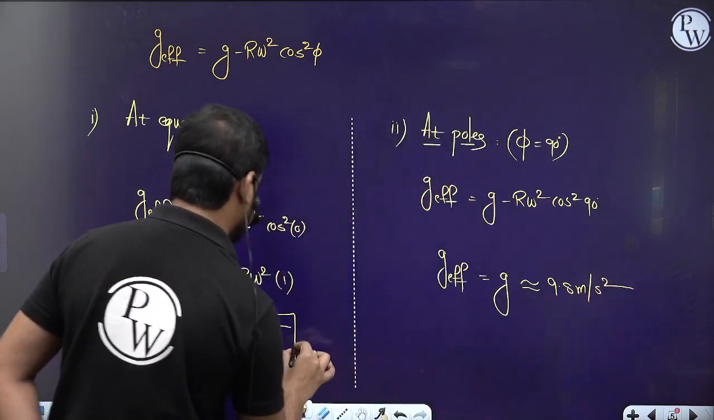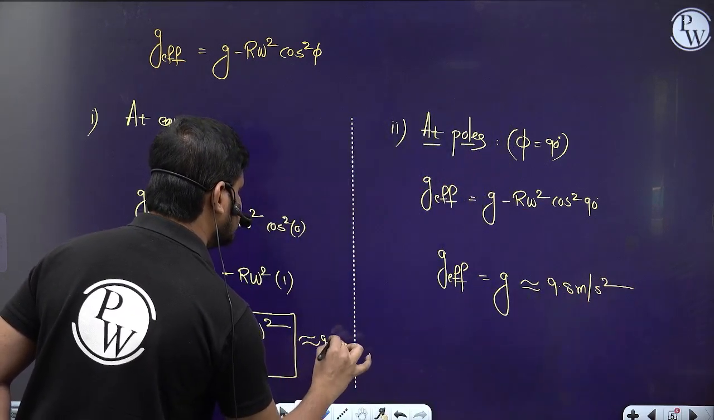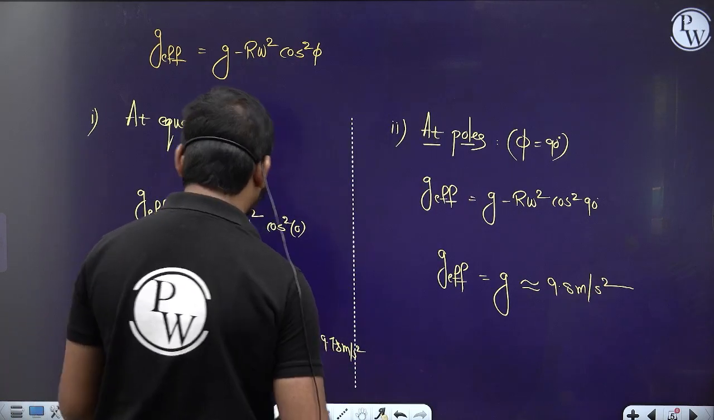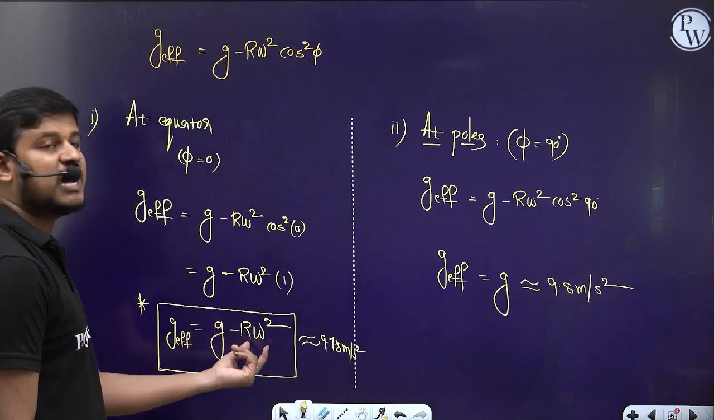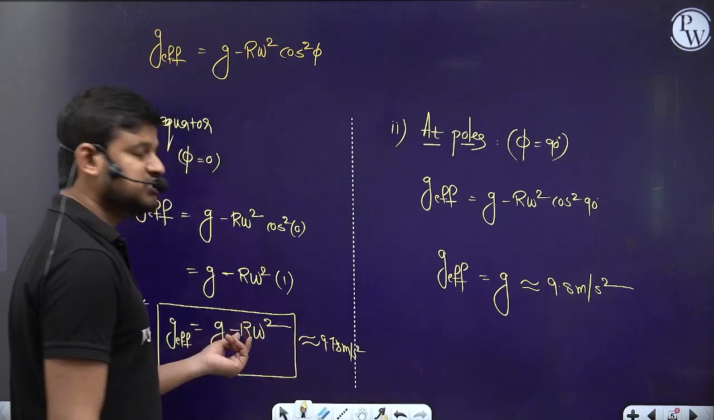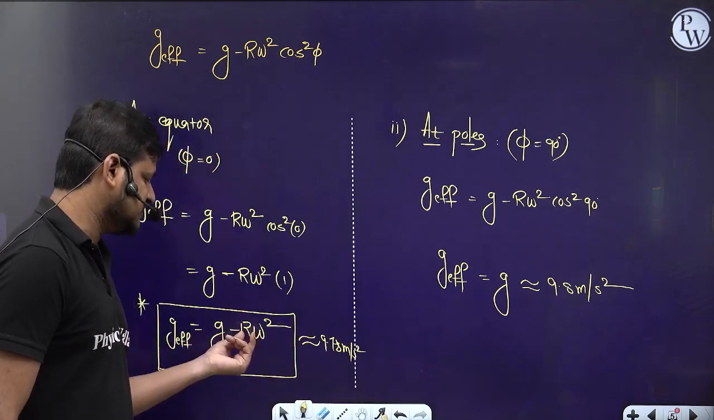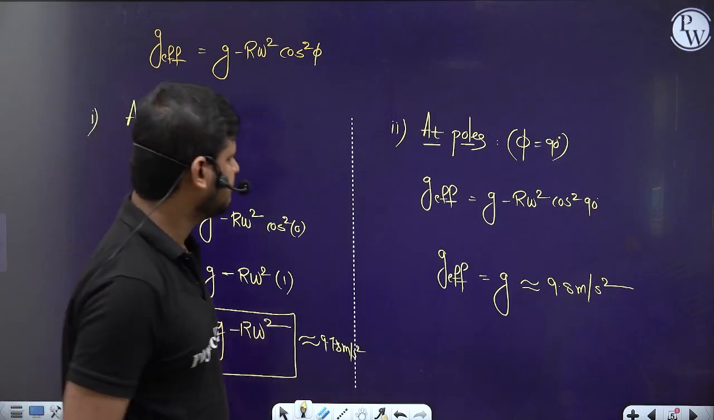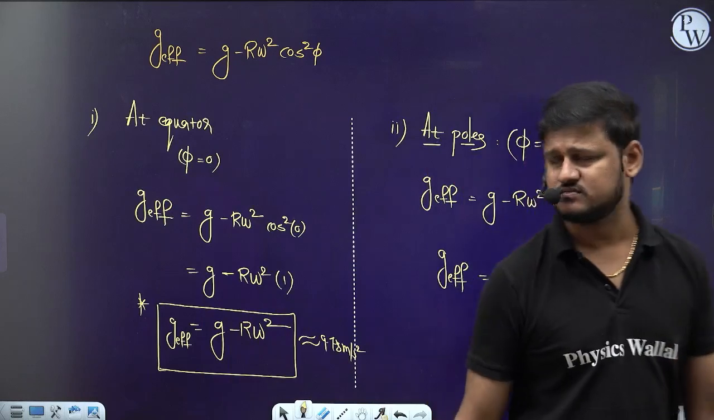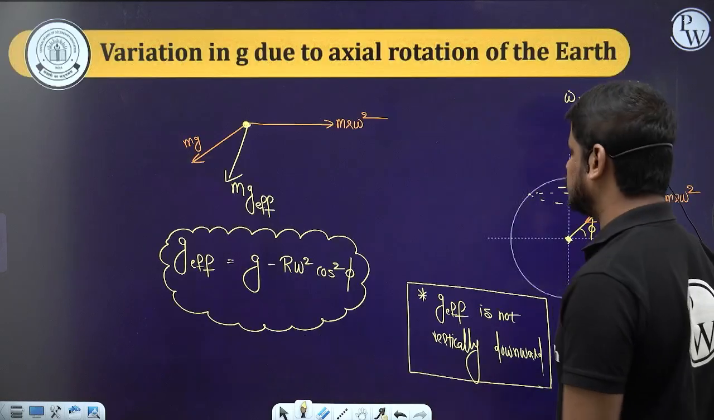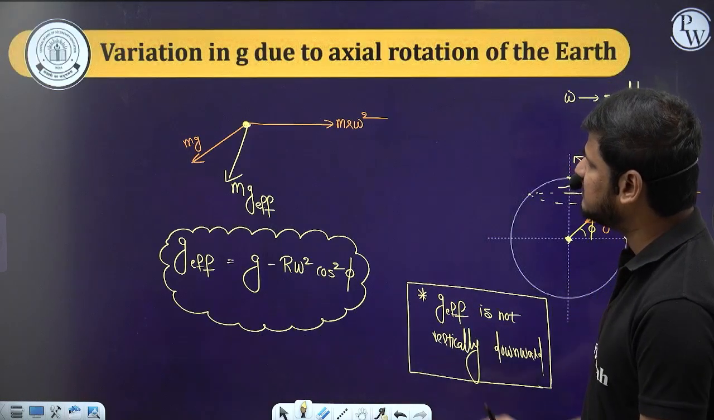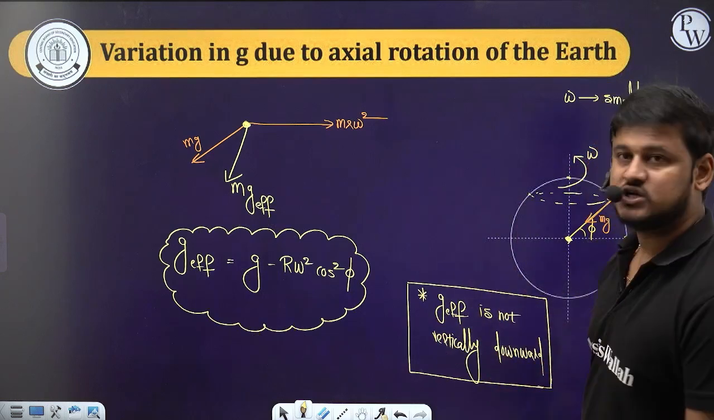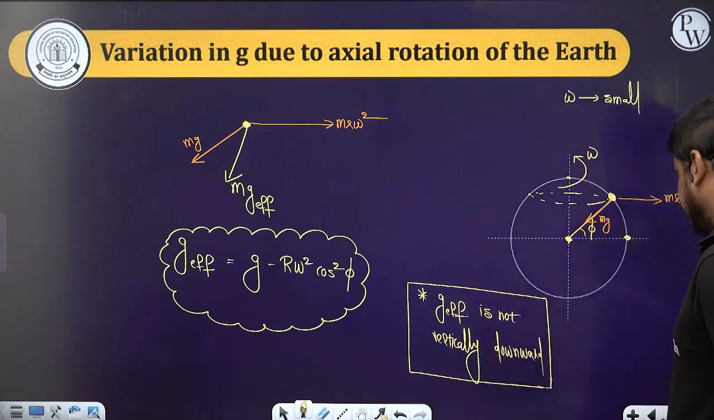This value at the equator is 9.78 meter per second square, because you are subtracting this value. g minus r omega square you are subtracting. This r is 6400 kilometers, the radius of the earth, and this omega will be very small. Clear guys? Understood this part? Chalo. So this is how the acceleration due to gravity changes due to the axial rotation of the earth. Okay, done.